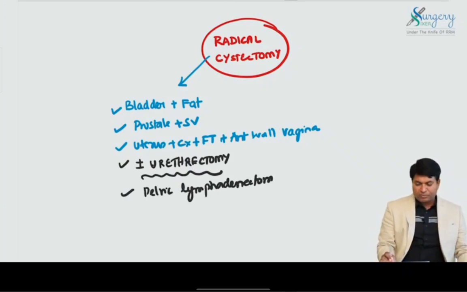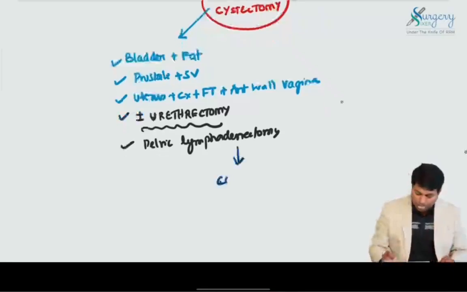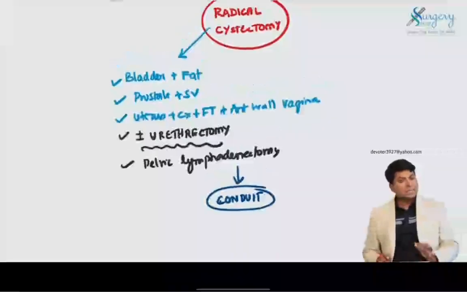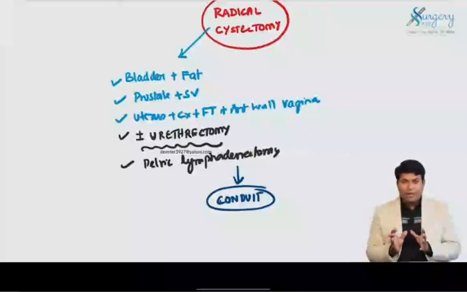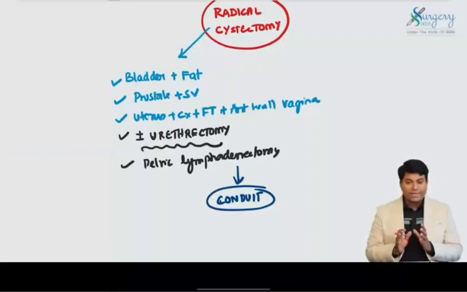After doing all these things, we have to implant the ureter into some conduit. That is the main discussion in this chapter. So radical cystectomy is completed. Now the two ureters are remaining out. Where to continue it and where to drain the urine? That is known as a urinary conduit.